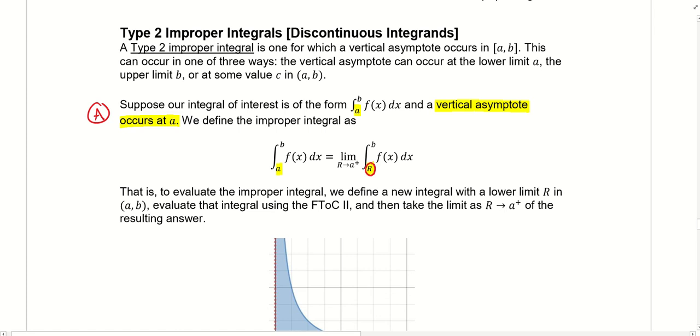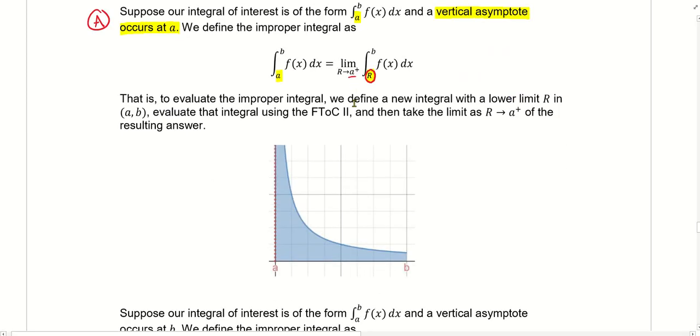and then we take a limit. Now, rather than taking the limit as r goes to positive or negative infinity, what we do is we let r go back to the value it replaced. In this case, it's a finite value. And if it is our lower limit where this vertical asymptote is occurring, we take the limit as r goes to that lower limit from the right. So this is a one-sided limit: the limit as r goes to a from the right.